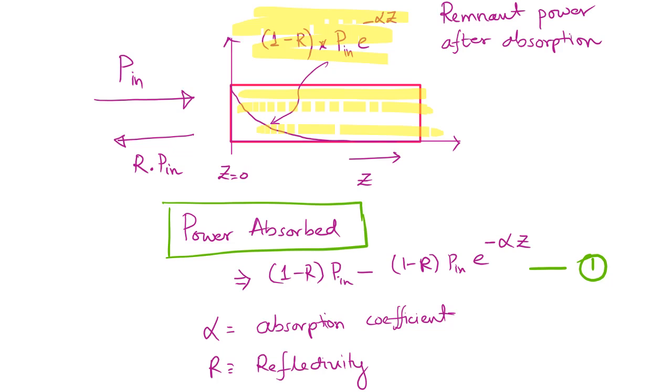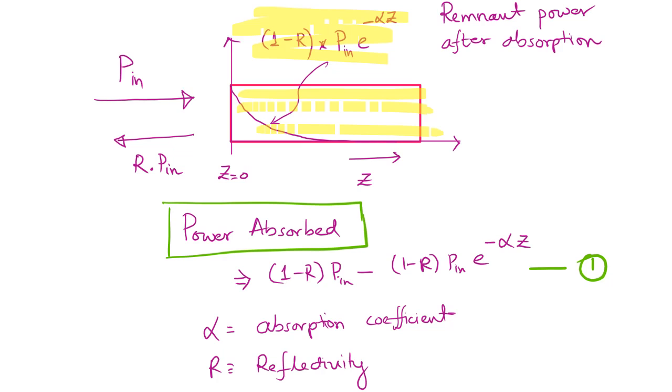Now if you ask what is the power absorbed, it is simply the power that was input minus the power that is remnant. So you will get essentially the power that is absorbed. If you put this together, you will actually get the expression which I indicated earlier. But before I do that, let me just carefully look at this exponential decay or absorption.